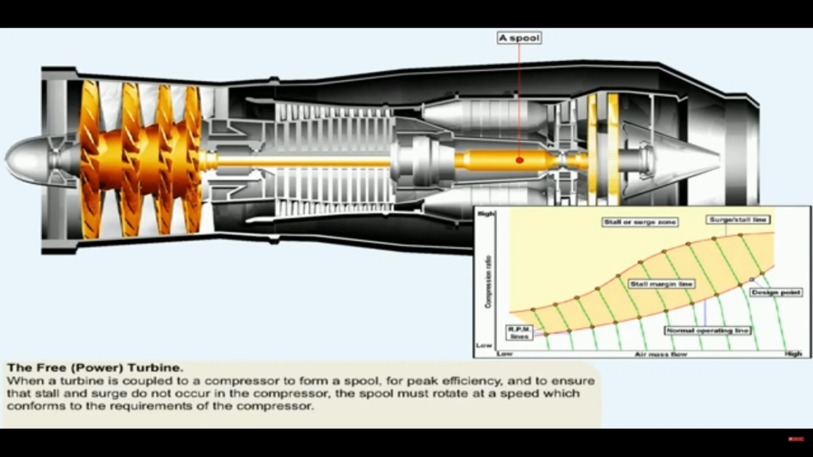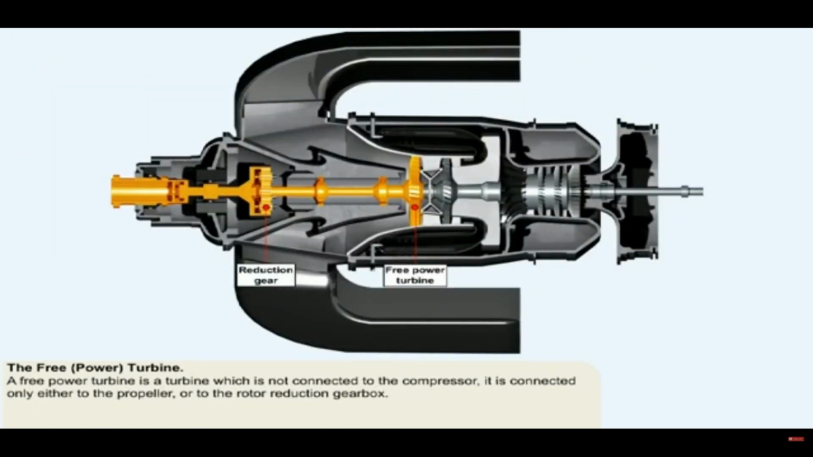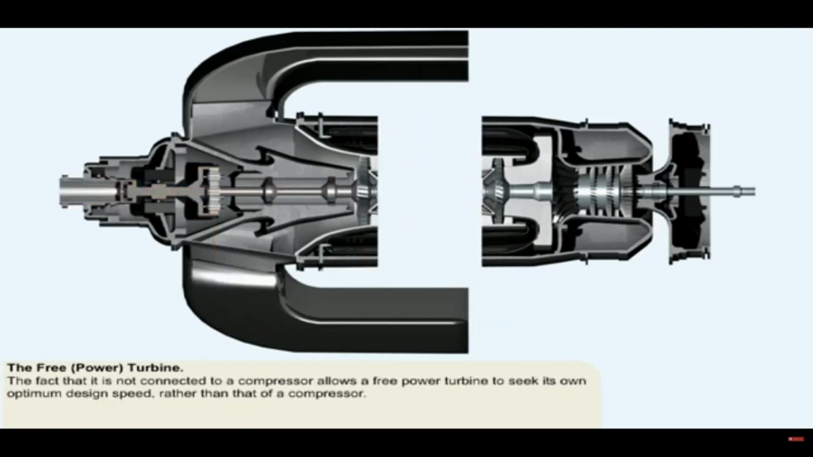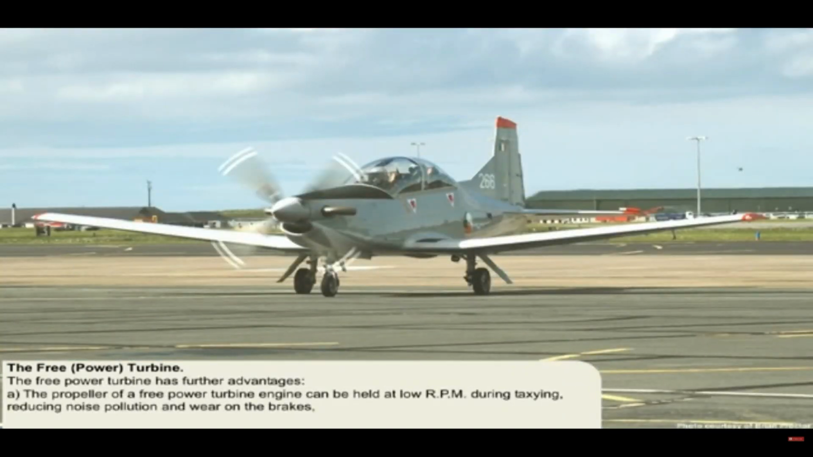A free turbine, sometimes called a free power turbine, is a turbine which is not connected to the compressor. It's connected only to the propeller or to the rotor reduction gearbox. The fact that it's not connected to a compressor allows a free power turbine to seek its own optimum design speed, rather than that of a compressor. The free power turbine has further advantages. The propeller of a free power turbine engine can be held at low RPM during taxiing, thereby reducing noise pollution and wear on the brakes.